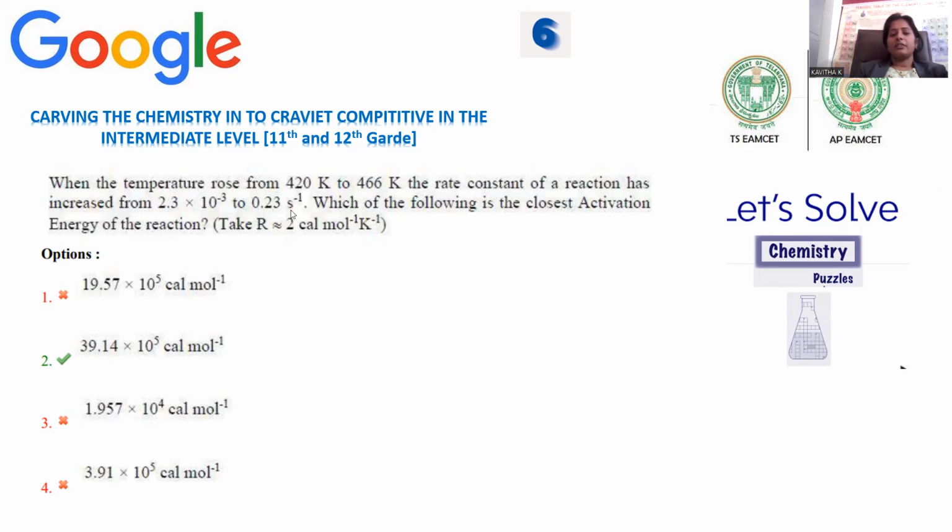And you can clearly notice it is a first order reaction. Which of the following is the closest activation energy of the reaction? Closest activation energy is to be identified. Take the gas constant R as 2 calories mole inverse Kelvin inverse. Using this data, we need to go for the calculation of activation energy.